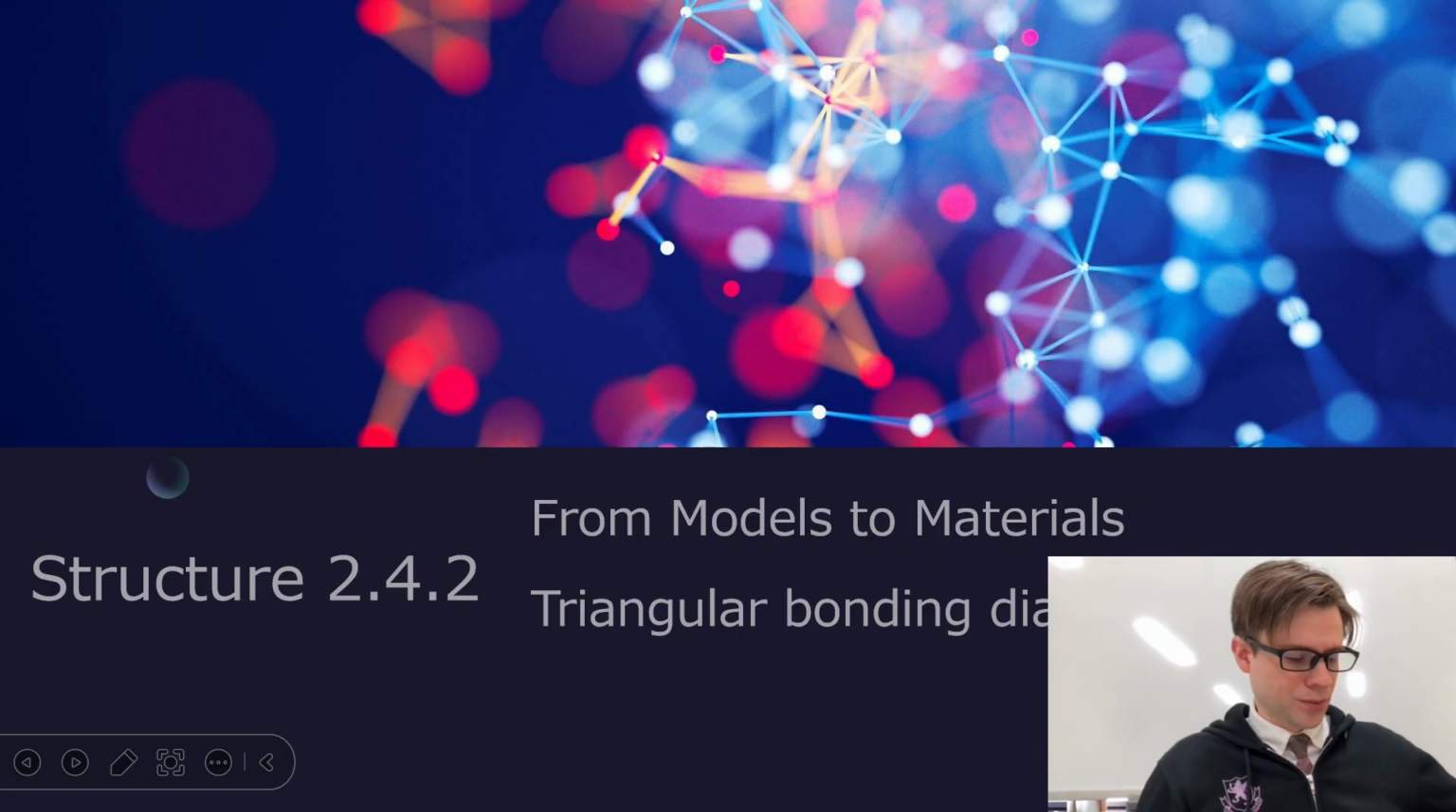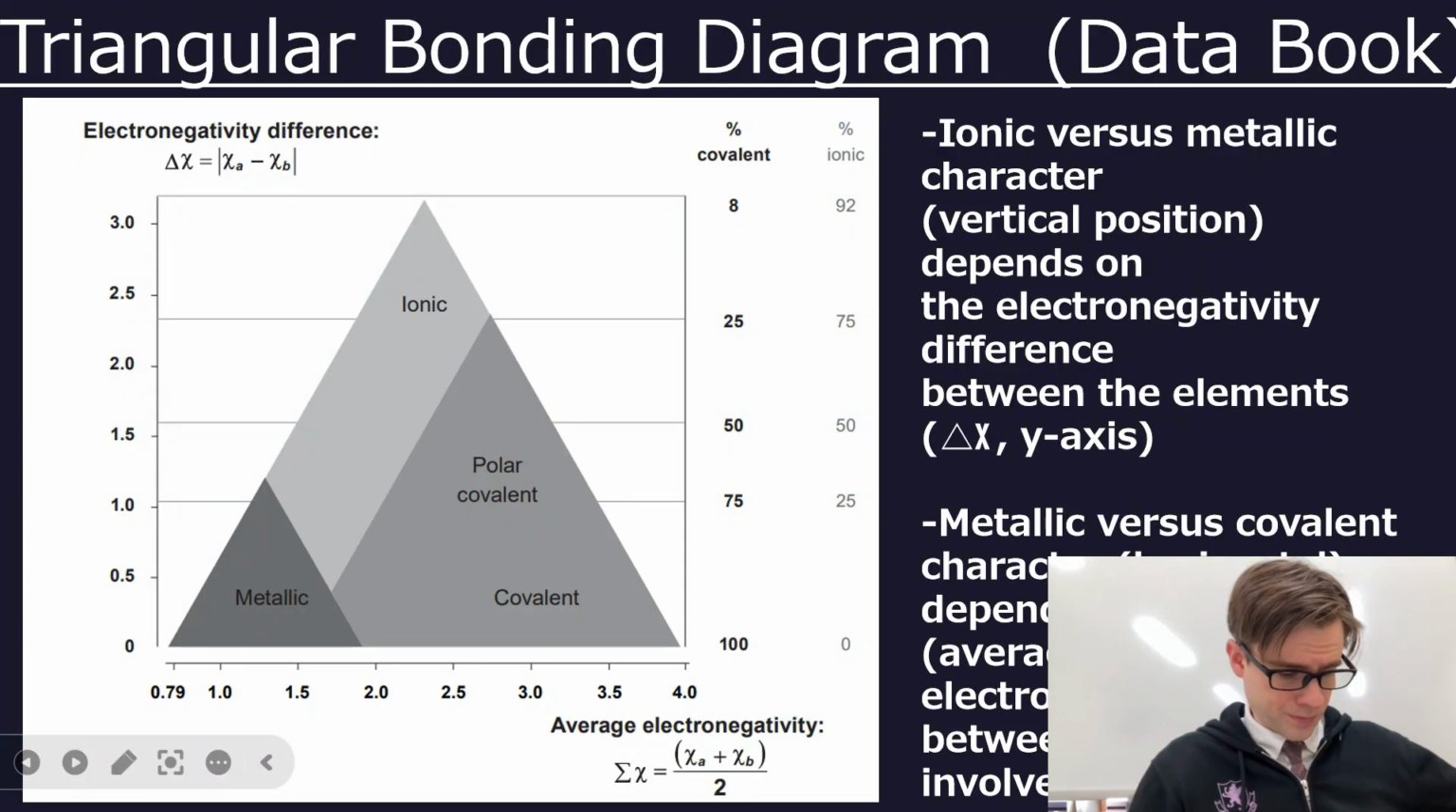Okay, so we need a good way to figure this out when these kind of things happen and to what degree and what properties they will give. So 2.4.2, triangular bonding diagrams. We're going to really get into this. So here is a little screenshot of the triangular bonding diagram that you have in your IB chemistry data book. Or if you don't have it, use my slide here.